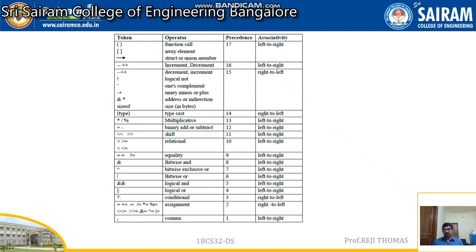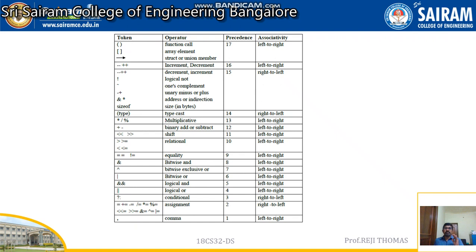If you look at the first column, where you can find a parenthesis or bracket, we have parenthesis, we have square bracket, we have a union or struct member. These three operators have the highest precedence in your programming. Parenthesis we normally use for function call, brackets we use for array element, the arrow mark we use for structure or union members. And there is associativity. Please take care of this.